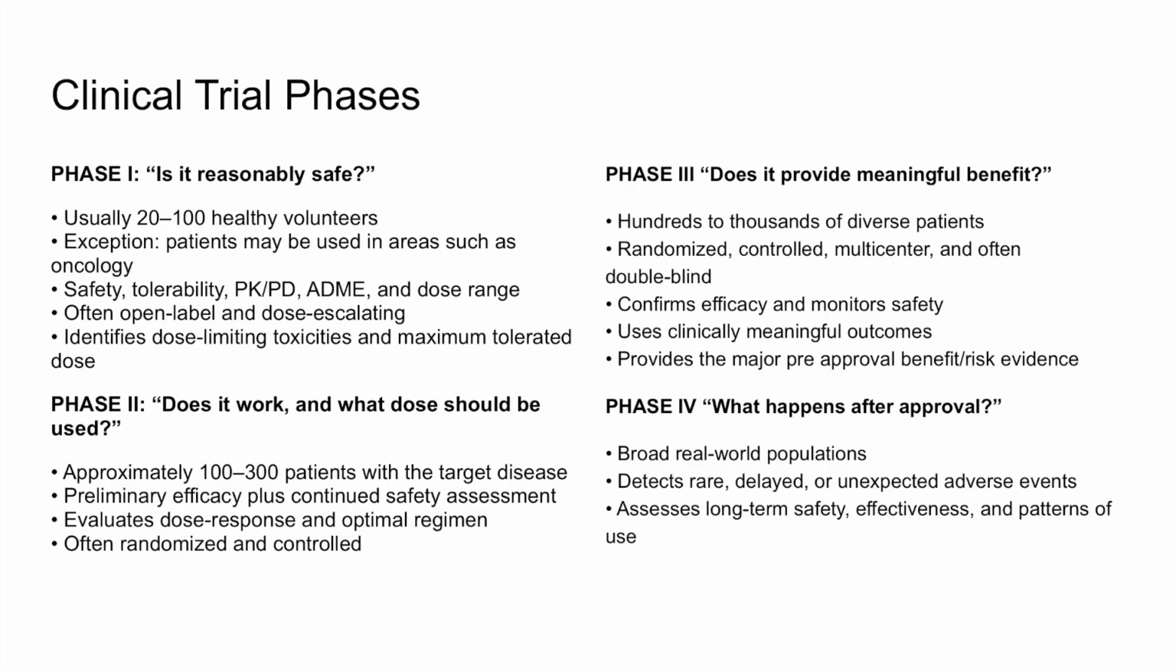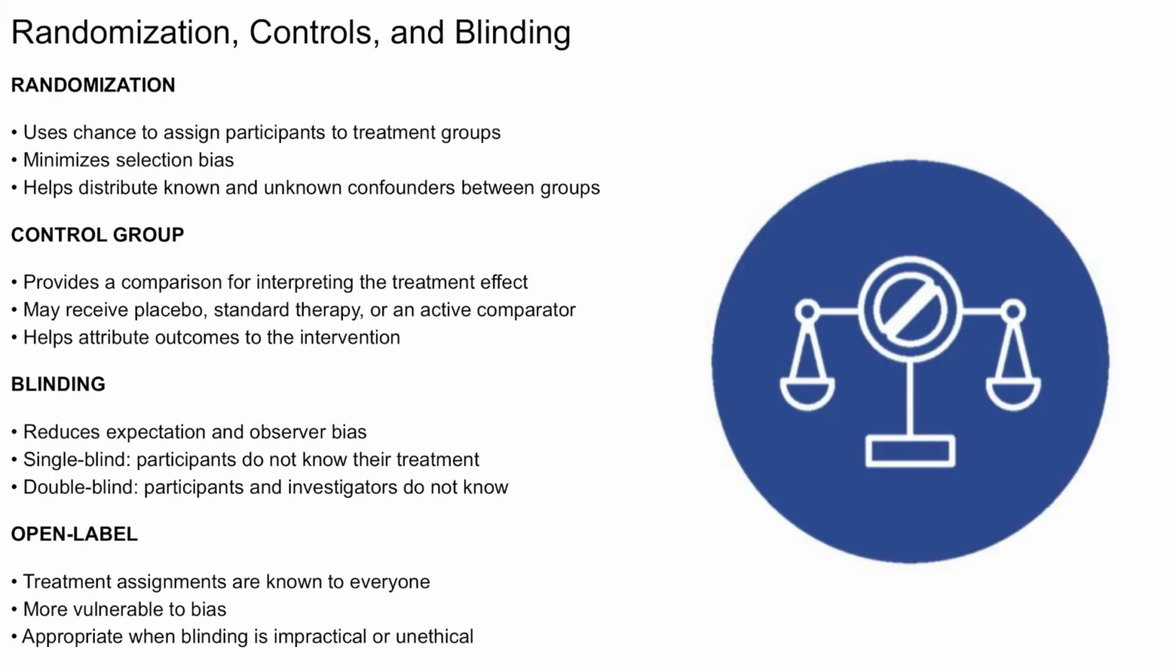Phase 4 occurs after approval, when broad real-world use can reveal rare, delayed, or unexpected adverse effects and provide information about long-term effectiveness. All right, so with randomization, controls, and blinding, these design features help separate a true treatment effect from bias. Randomization assigns participants by chance, reducing selection bias and helping distribute both known and unknown confounders between groups.